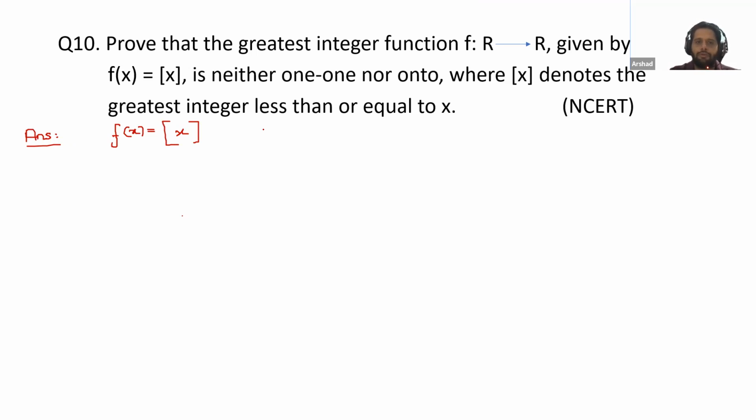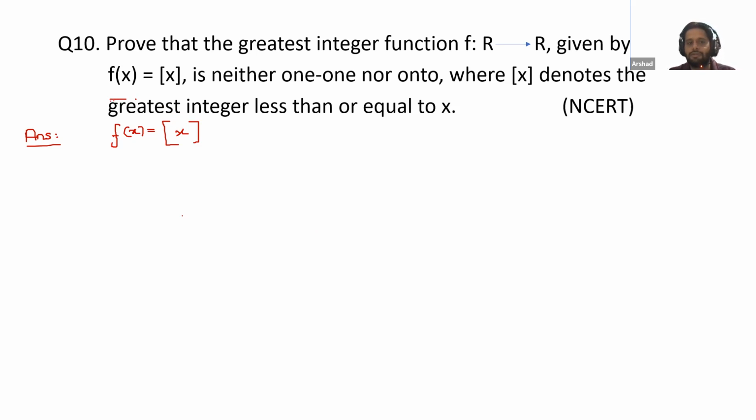Anyone can tell me what is the greatest integer function? Noma, you can tell me what is the greatest integer function. You have done it last year. Round of real number. Very good. So for the greatest integer function, always remember this statement.